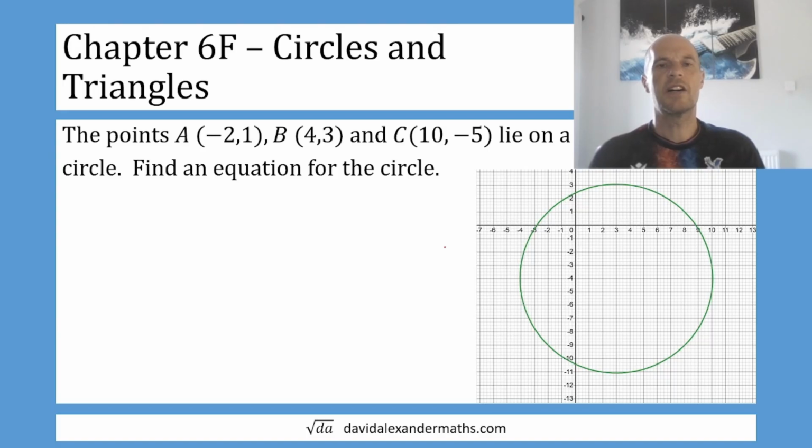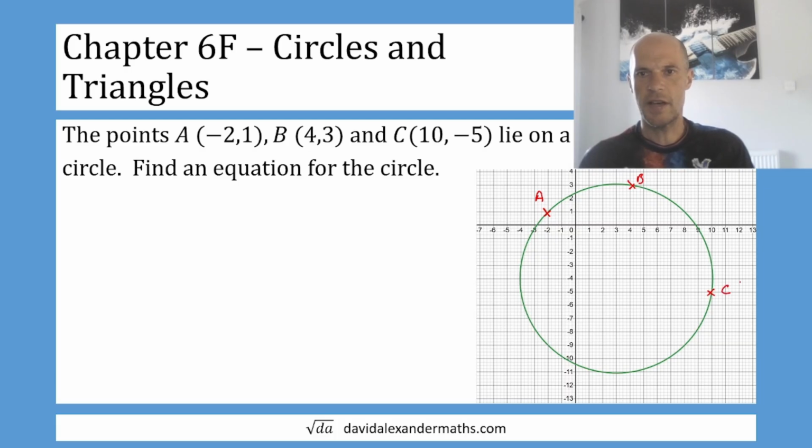Okay, so here we are into some new territory. We've got the points and they lie on a circle. So let me just label them. A is negative 2, 1. So there is A there. B is 4, 3. And C is 10, negative 5. There we go. Right, so find an equation for the circle.